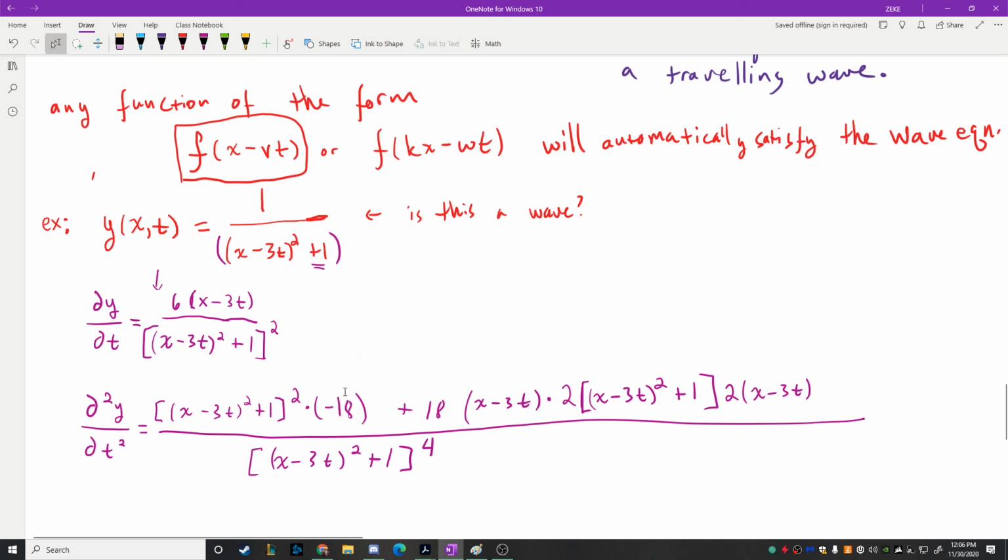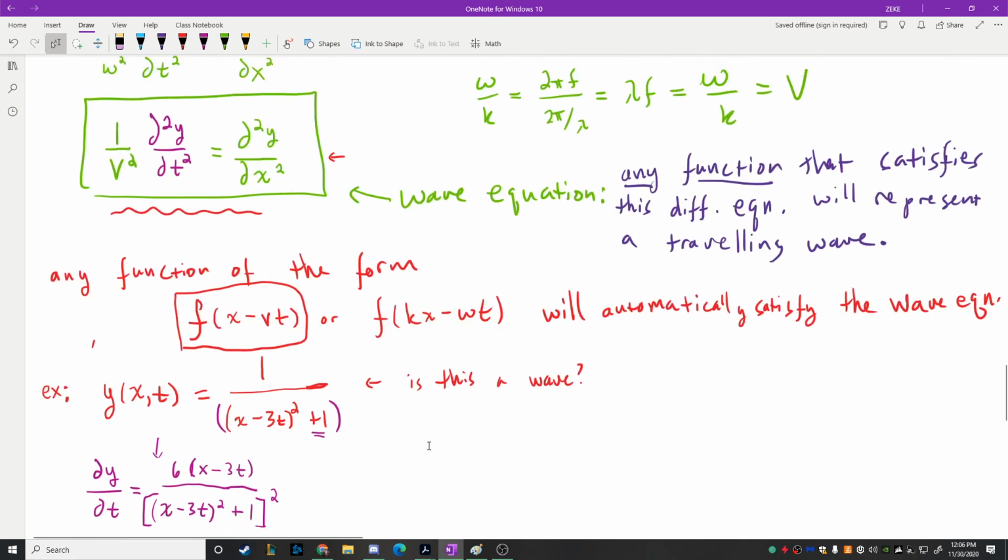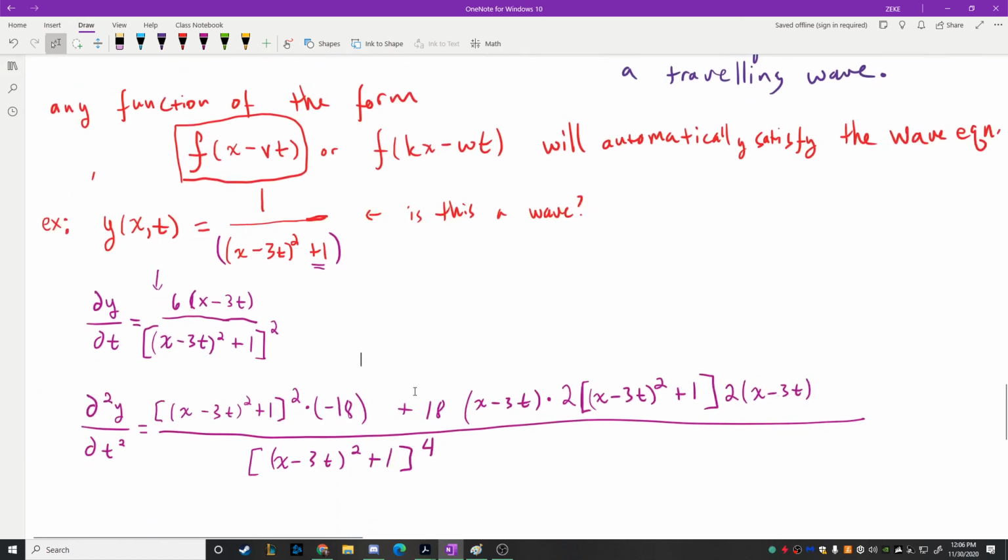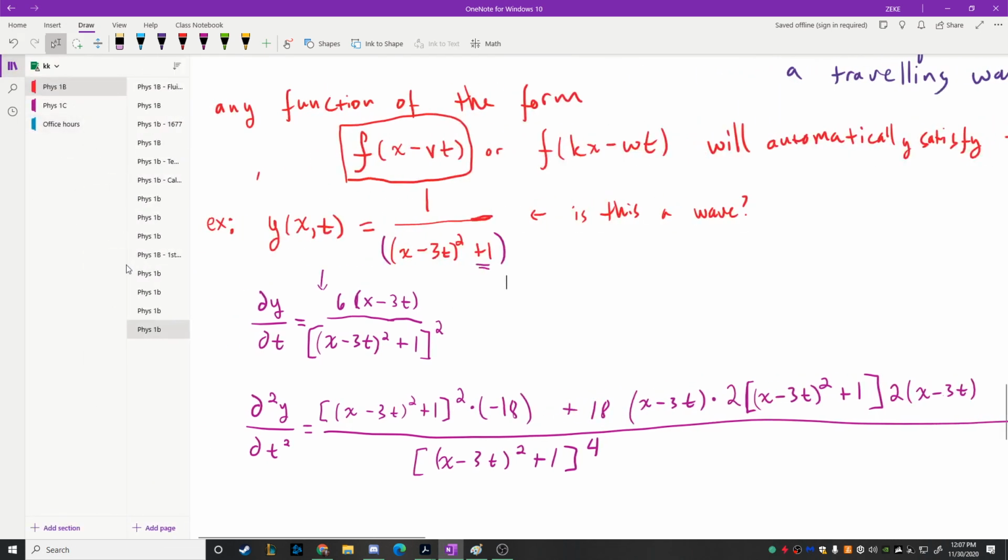18 is 9 times 2. 9 is the velocity squared. So I guarantee you that if you take the derivative with respect to x, what you're going to get is the exact same thing, except where there's an 18, there's going to be a 2 in both cases. And that will effectively prove that when you take the y derivative with respect to t twice, you multiply by 1 over v squared, you'll get this. And if you want to try this yourself, pick an easier function. Like make this 0, and it'll be a lot easier to prove. In fact, I think I did that with my 1C class.